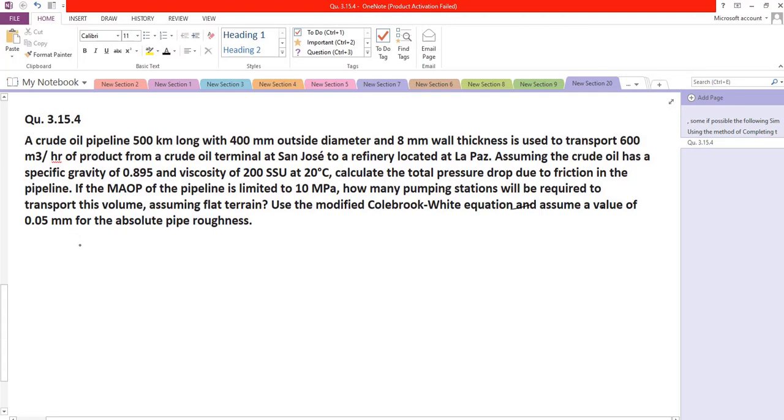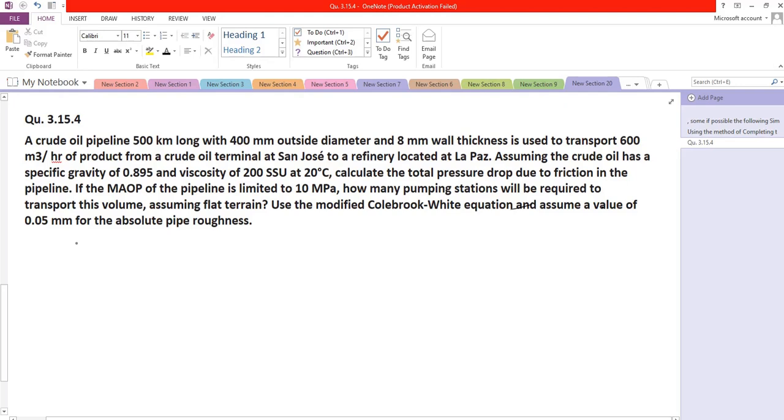A crude oil pipeline 500 kilometers long with 400 millimeter outside diameter and 8 millimeter wall thickness is used to transport 600 cubic meter per hour of product from a crude oil terminal at San Jose to a refinery located at La Pos. Assuming the crude oil has a specific gravity of this and viscosity of 200 SSU at 20 degrees C, calculate the total pressure drop due to friction in the pipeline.